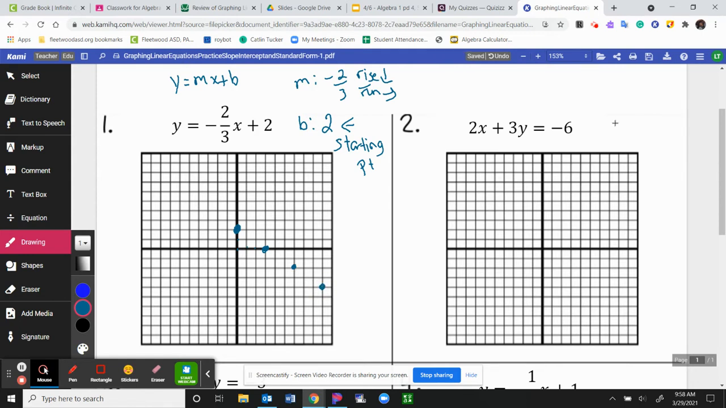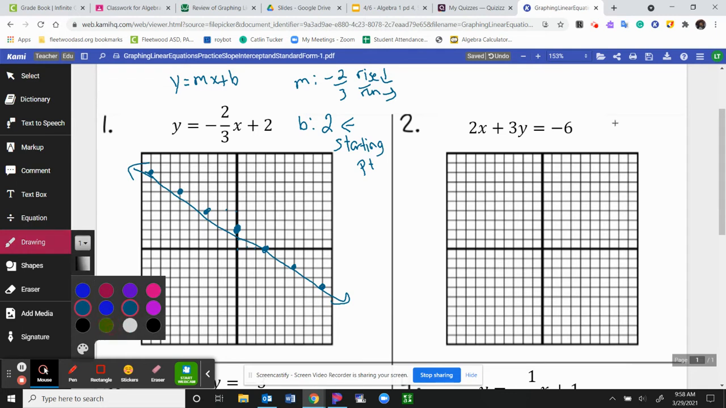Okay, I can also go the other way. I can go up 2, to the left 3, up 2, left 3, and keep going until we're all the way to the edge of our graph. Okay, once you have that, you can draw your line, making sure that we put arrows on each end, and we are good.